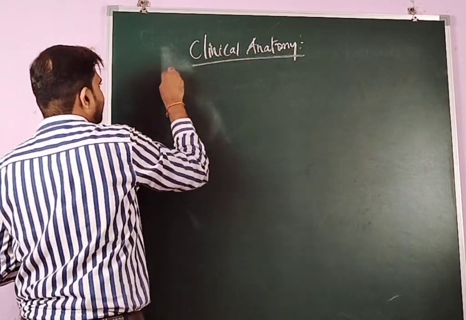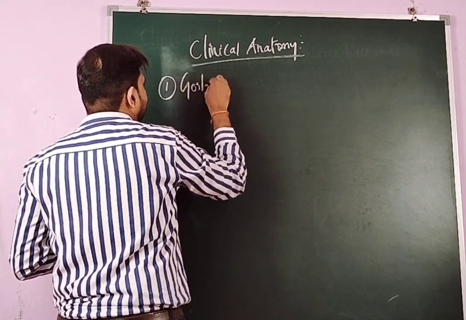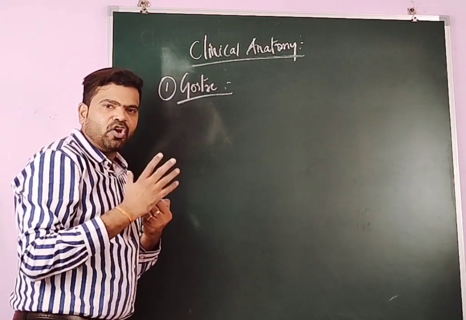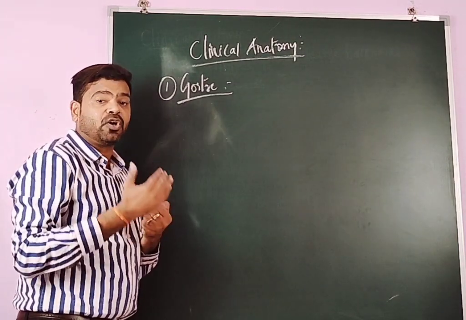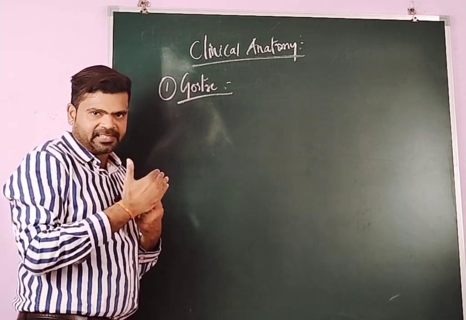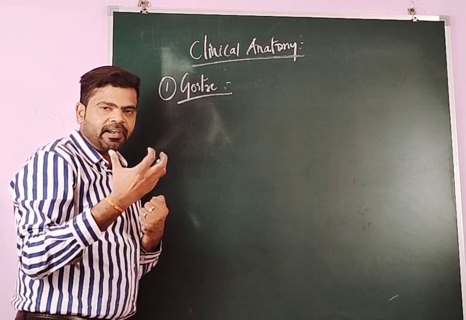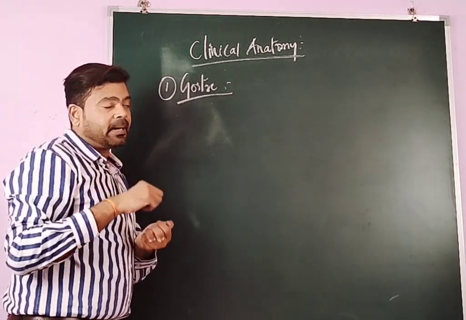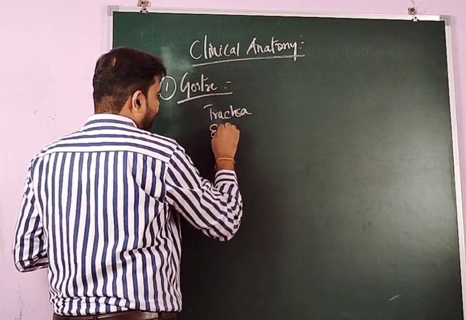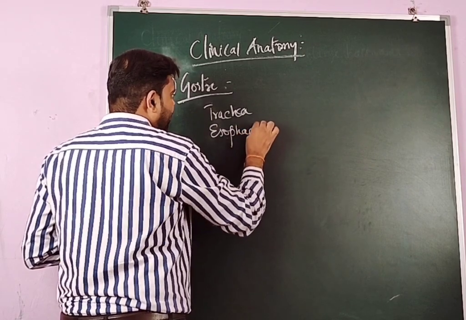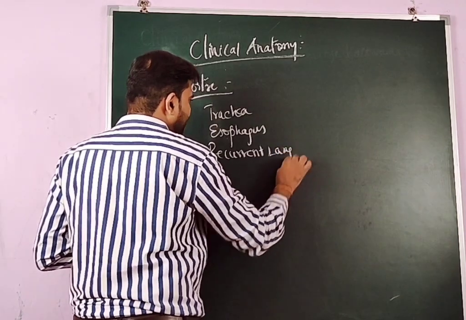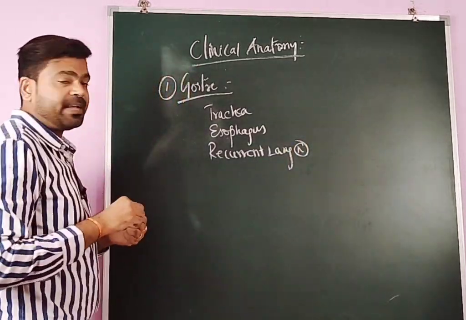So the first clinical anatomy we want to write is goiter. That is the enlargement of the thyroid gland. If we see the thyroid gland enlargement, this enlargement is mainly towards the back, because I already mentioned the false capsule is very thin on the back side. So this thyroid gland swelling will go backwards and compress three important structures: the trachea, the esophagus, and the recurrent laryngeal nerve. Due to compression of these structures, it leads to three important symptoms.